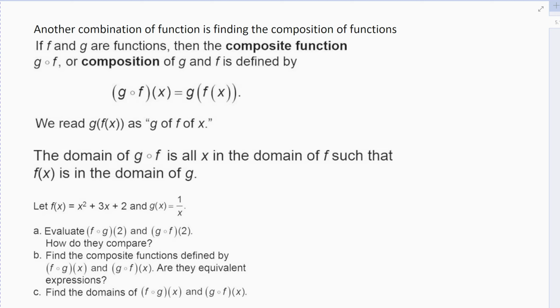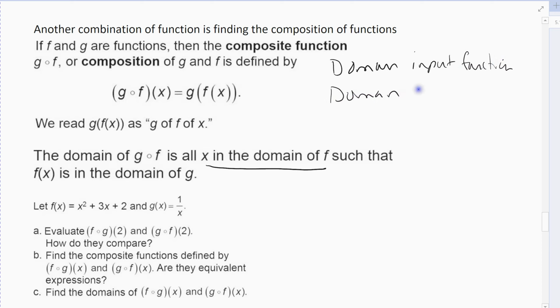The domain of g of f of x. The domain of g of f is all of the x values in the domain of f, such that, so first of all we have to check f of x. Alright, what's the domain of the input function? We have to know the domain of the input function, and then the domain of the resulting function, of the final function. Those are the two checks.